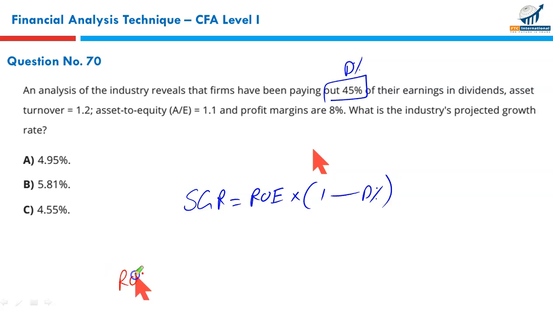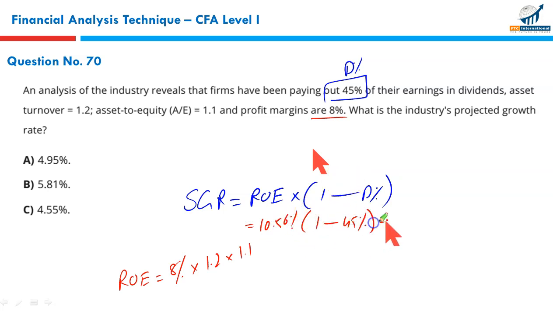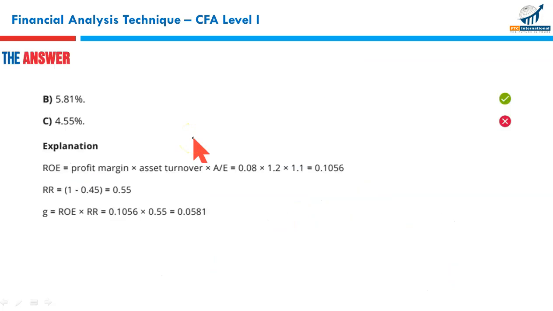We don't have ROE, but we have the components available to calculate ROE. ROE can be calculated by multiplying your net profit percentage 8%, with your assets turnover 1.2, with the equity multiplier 1.1. Simple as that. So 8% times 1.2 times 1.1 gives you 10.56. 1 minus 45%, that is 10.56% multiplied by 55%, and there you go. 10.56 times 55 gives you 5.808, which is a very nice match with your option B. See, B it is.